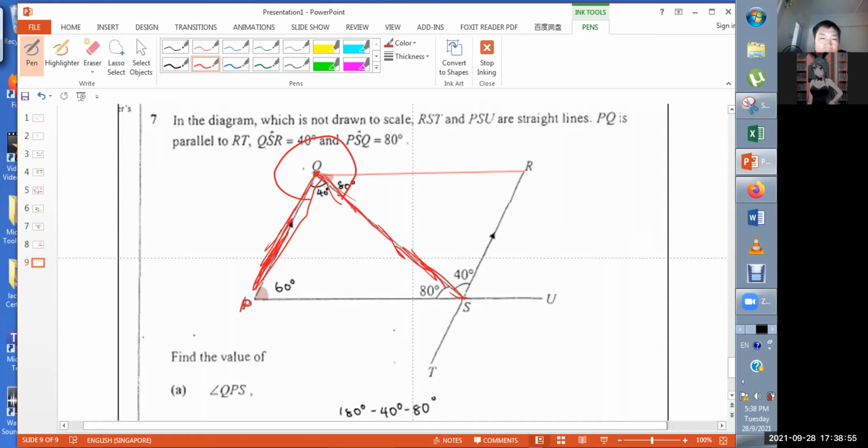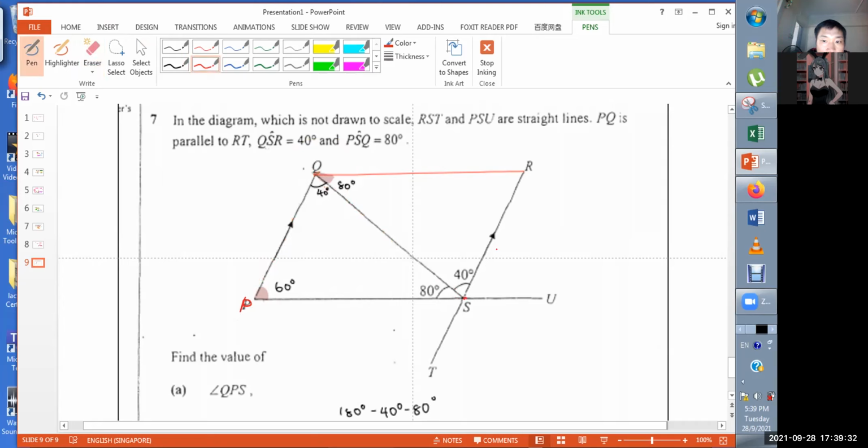This is 40. I think it's 80. Which one is 80? No, wait. This one is 40. I'm sorry, but I think the answer says not 40. Oh, so the answer for PQS is not 40, you are saying? I think it's not 40. Okay, let's look at it together.